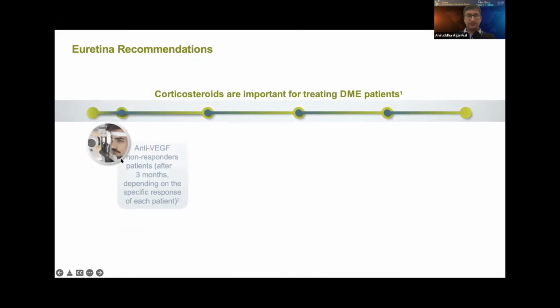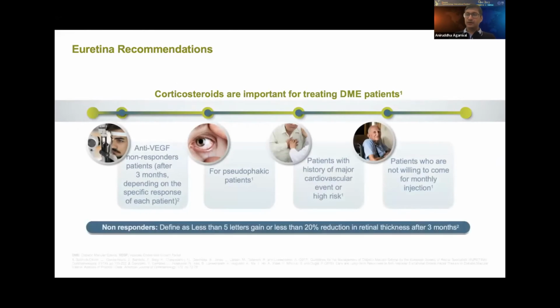Now, URETNA recently has recommended that corticosteroids are important in the management of DME, and they have defined anti-VEGF non-responders as those with no response, with less than a 5-letter gain or less than 20% reduction in thickness at 3 months. So they have kept a target of 3 months depending upon the specific response, and this translates to usually 3 injections if we are giving a monthly injection.